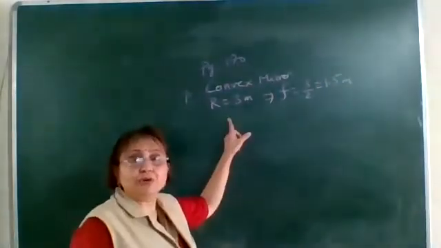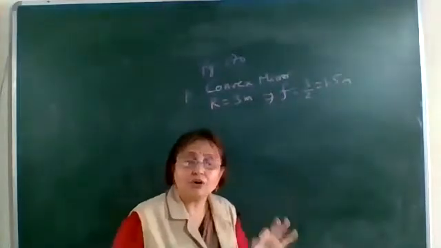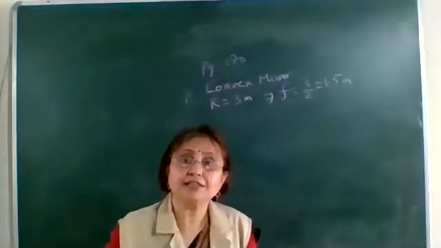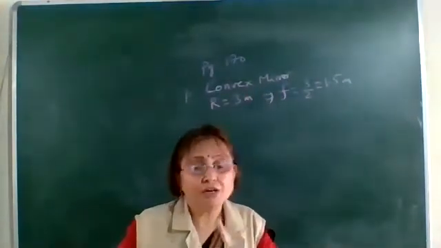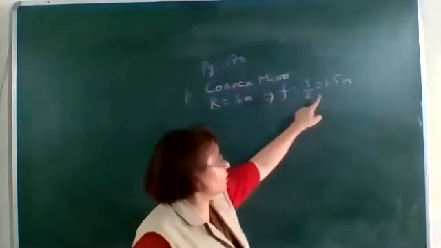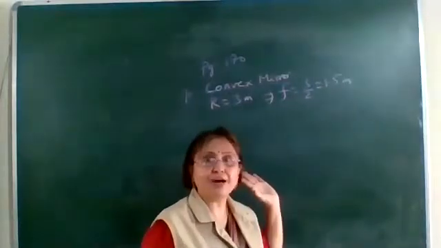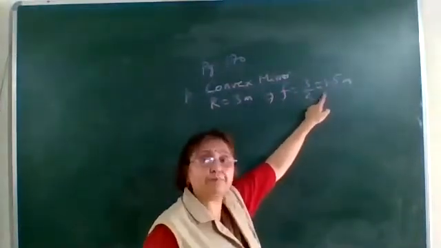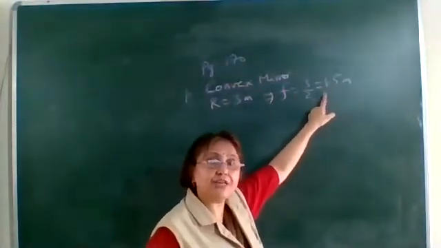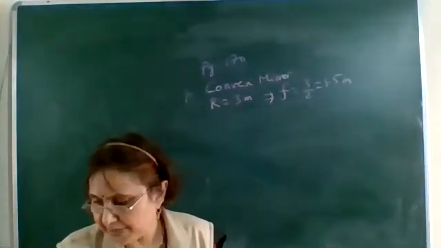Now we have to put the sign in front of the focal length. For a convex mirror, the focal length is positive. For a concave mirror, the focal length is negative. As it is the convex mirror, the focal length will be plus 1.5 meters. So it is very important to write the sign in front of it.